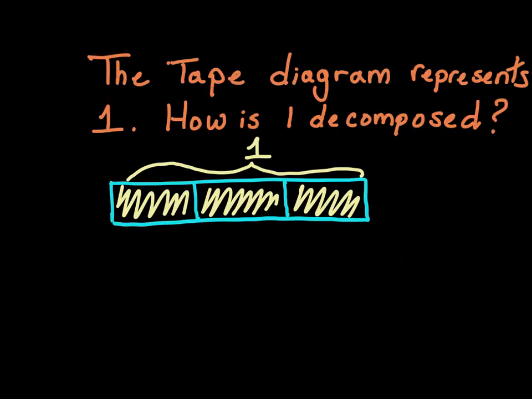The tape diagram represents 1. How is it decomposed? So we have a whole, and it's cut up into thirds. This is a third, this is a third, and this is a third. So how is it decomposed? Well, it's 1/3 plus 1/3 plus 1/3.